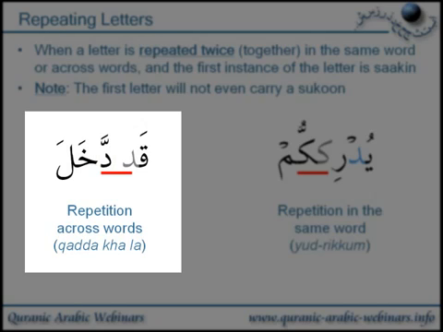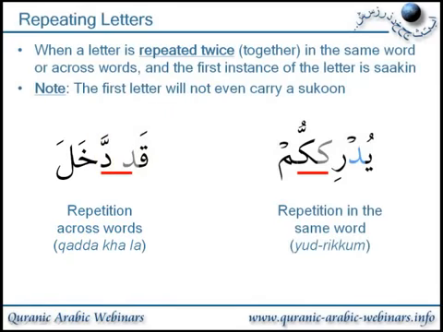So this would be read as qad dakhala. So you directly join the qa to the dal with the shadda. Okay, so that's a simple rule. Two letters exactly the same next to each other, either in the same word or across word boundaries. First of the two letters is sakin, we just ignore it completely.